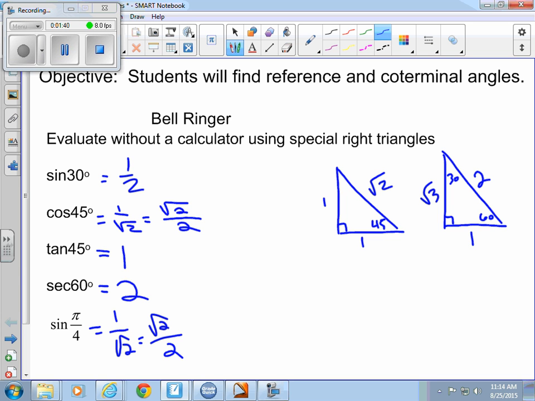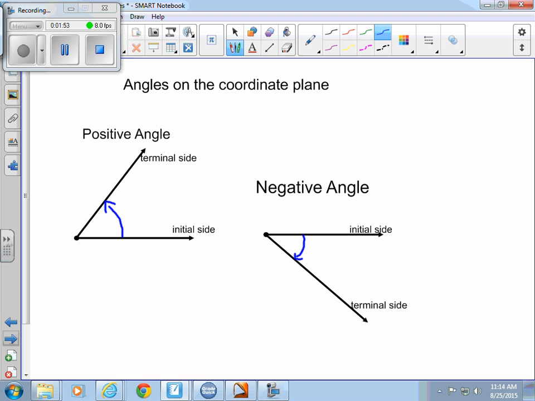This stuff right here is probably the biggest takeaway from trig that you have. In fact, your first week in AP Calculus, you will take a quiz on this. It's important. But for today, we're going to learn about angles on the coordinate plane. You saw me draw a couple pictures, but we need to actually define what it means for an angle to be on the coordinate plane.